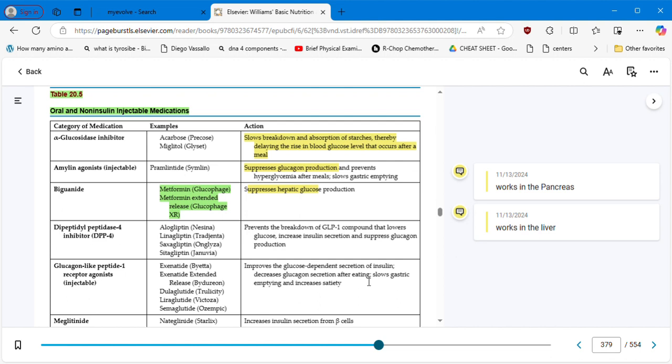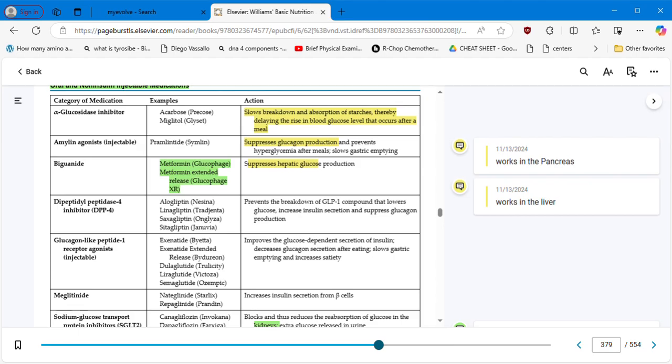So let's review some categories. You have the alpha-glucosidase inhibitors, your acarbose and miglitol. It slows down the absorption of starches, thereby delaying the rise in blood glucose level that occurs after a meal, right? And then you have your biguanide, your metformin, which suppresses the hepatic glucose production, and this medication works in the liver. So you have medications for each organ that is participating in the diabetes balancing, right?